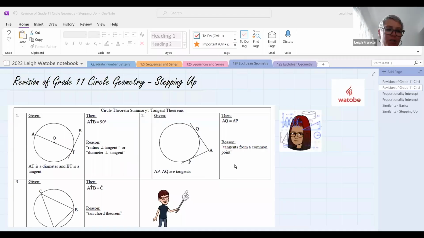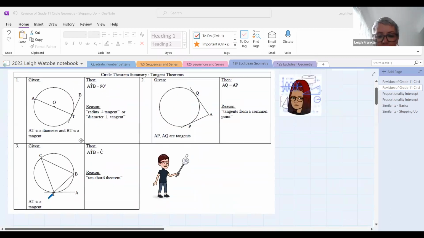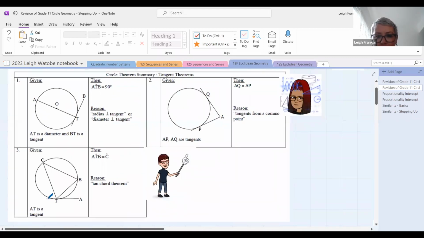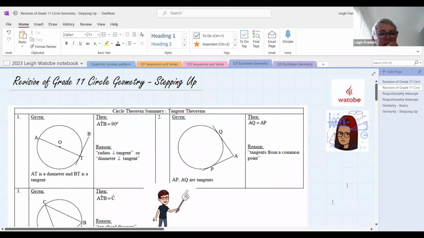Last time we were together, we didn't manage to get to the tangent theorems or to cyclic quads. So that's something that I just wanted to have a look at today. Again, probably a good idea to take a screenshot of this. I don't know how big this is. Maybe I can make it a little bit bigger. There we go. All right.